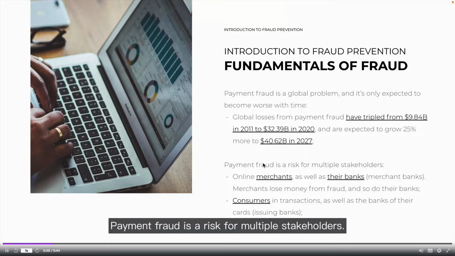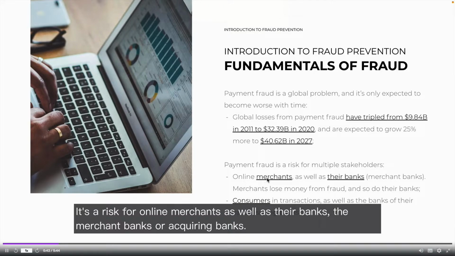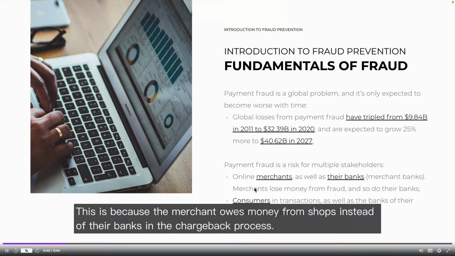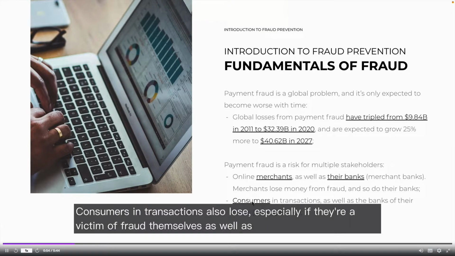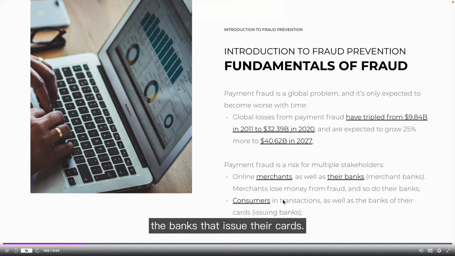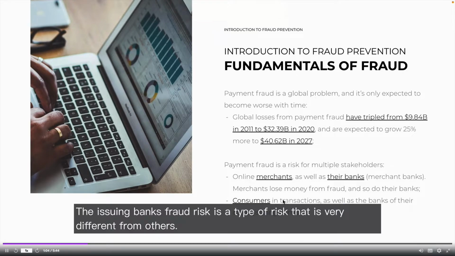Payment fraud is a risk for multiple stakeholders. It's a risk for online merchants as well as their banks, the merchant banks or acquiring banks. This is because the merchants lose money from fraud, and so do their banks in the chargeback process. Consumers in transactions also lose, especially if they're a victim of fraud themselves, as well as the banks that issue their cards, the issuing banks.